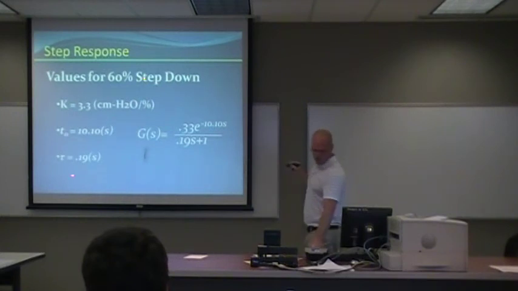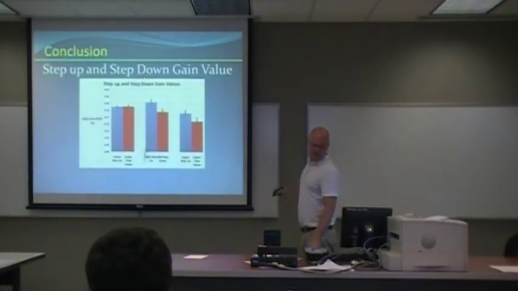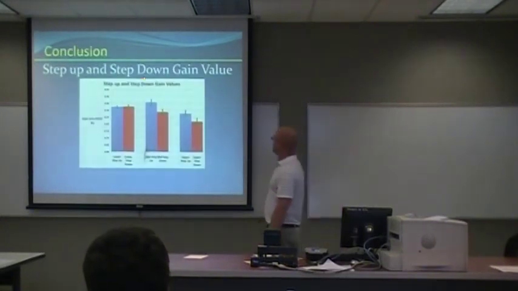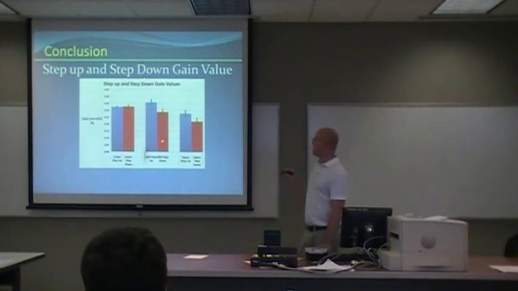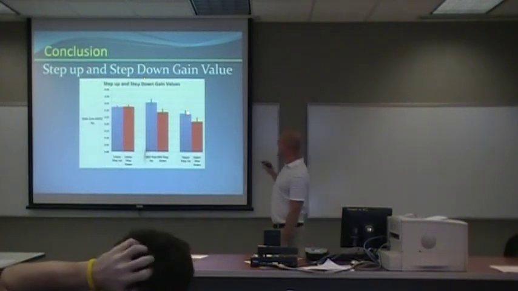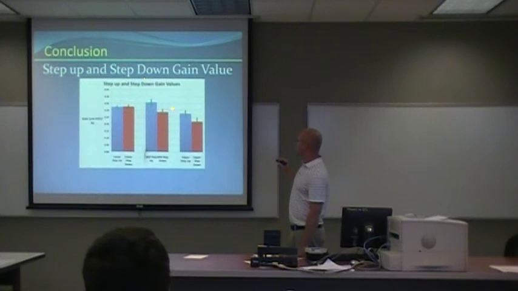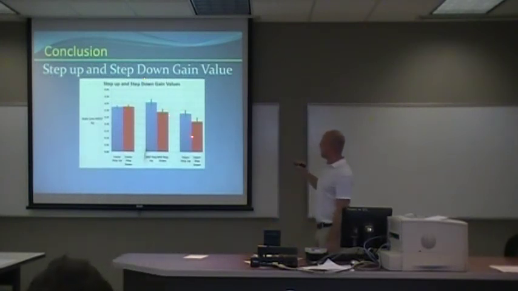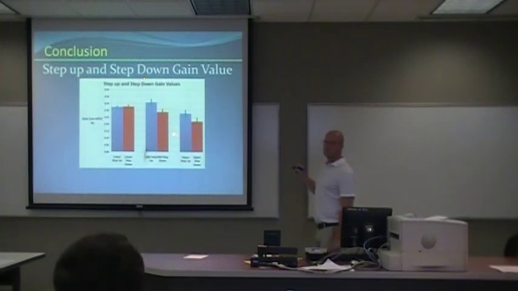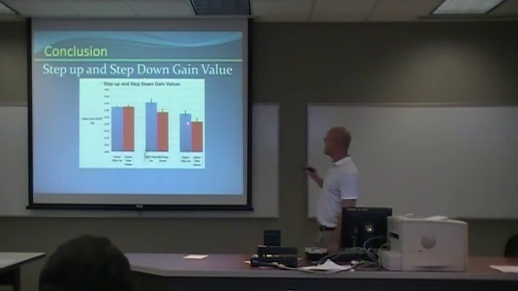I charted the step up and step down gain value, and right here the lower values were at 20% power, the mid values were at 50% power, and the upper values were 80% power. As you can see there, they're not too far associated with the standard deviations. They all sort of fall in range with each other. The outlier here is this upper value. It seems like the gain value actually decreases a little bit as you get towards the upper values.